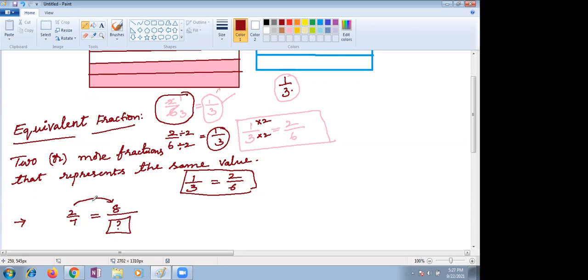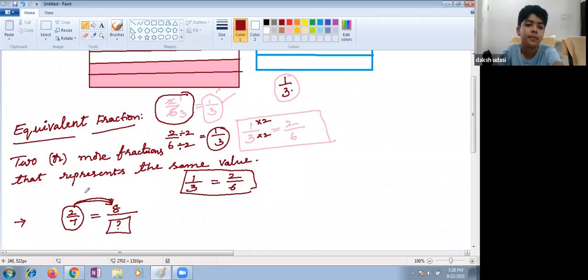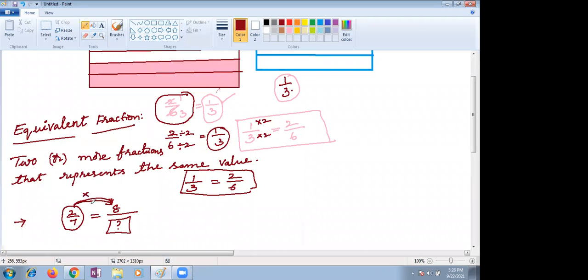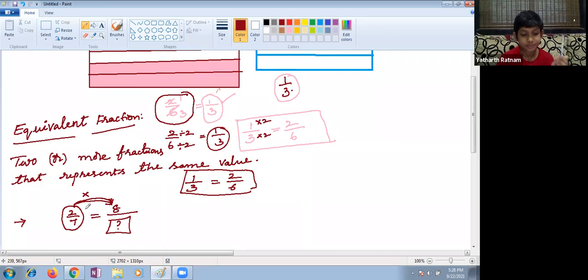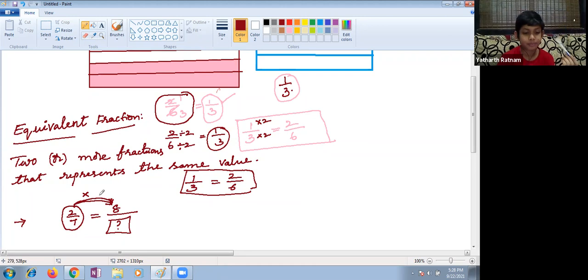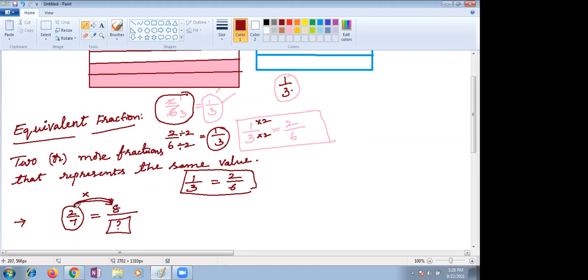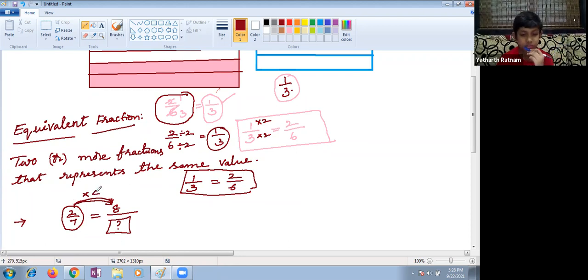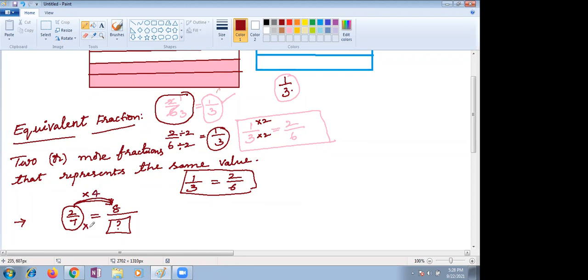Now, in this case, numerator 2 by 7. In this case, is 2 reduced or raised? Raised, ma'am. Raised means what you should do, children? You need to do multiplication. If any case reduction happens, you need to do division, children. Now here, 2 multiplied with what number gives you 8? Ma'am, 4. Multiplied with 4 gives 8. Same number you should multiply for the denominator too.